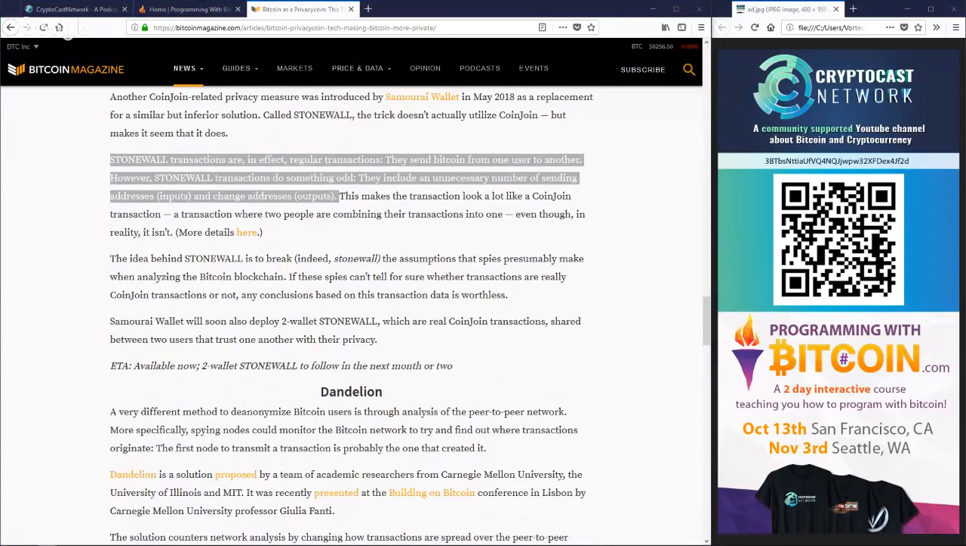Yeah, that makes sense. So what you have written here is that Stonewall transactions are in effect regular transactions. They send Bitcoin from one user to another. However, Stonewall transactions do something odd. They include an unnecessary number of sending addresses (inputs) and change addresses (outputs). So that does obfuscate more of the transaction, creating more privacy, creating more difficulty for chain analysis companies.